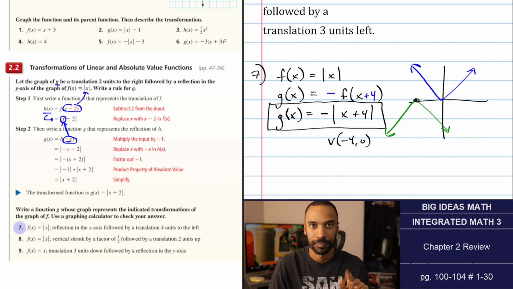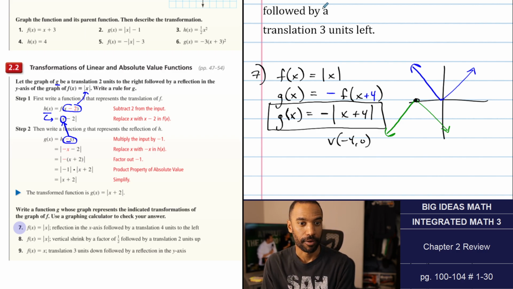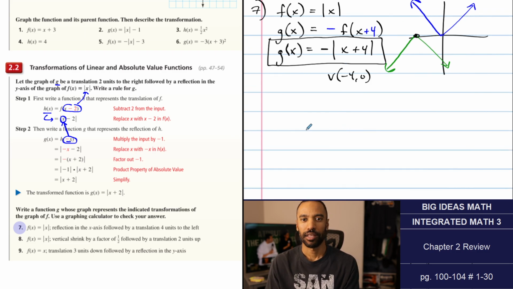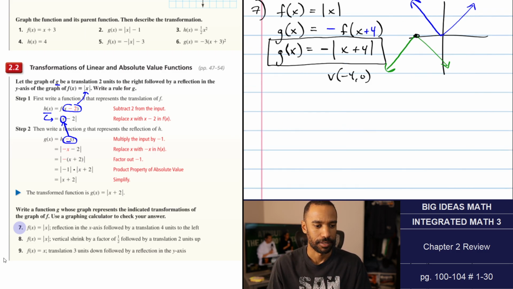Give me one moment. Okay, I believe I resolved my issues here. As you can see, this thing is now back. Whee! Okay. All right, let's jump to number 8.